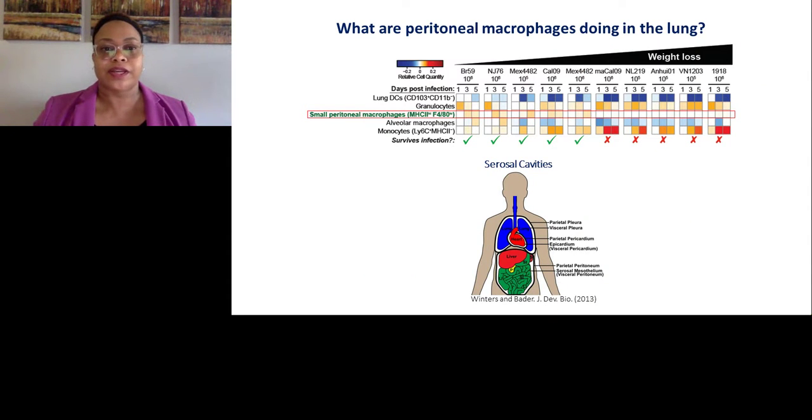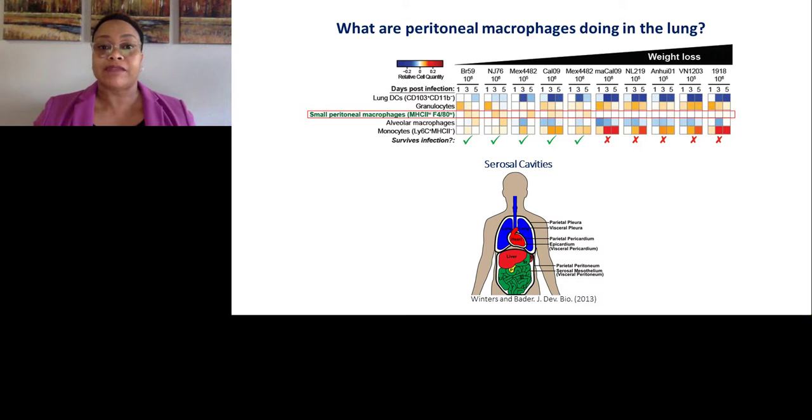Now, I also want to bring your attention to this population here in green. This is the small peritoneal macrophage population. So what would peritoneal macrophages even be doing in the lung? Well, it turns out that the peritoneal cavity, which surrounds our abdominal organs, is closely related to two other serosal cavities, the epicardium as well as the pleura.